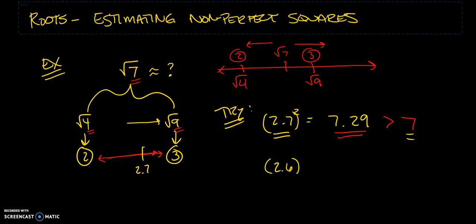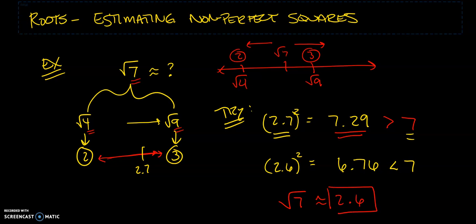And again, I'm estimating 2.6 to be the root of 7. So I know my step to work backwards then, in a sense, is to square both sides. And 2.6 squared is 6.76. And that's less than 7. And so what we're going to say then is, okay, I'm going to be able to estimate that root 7 is going to be approximately 2.6. Now we all want to know, does that actually work?